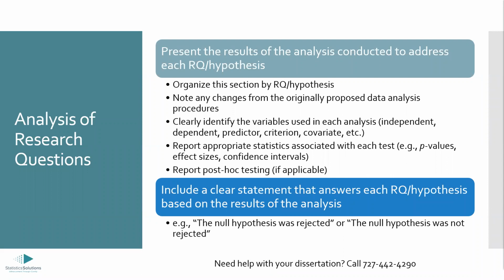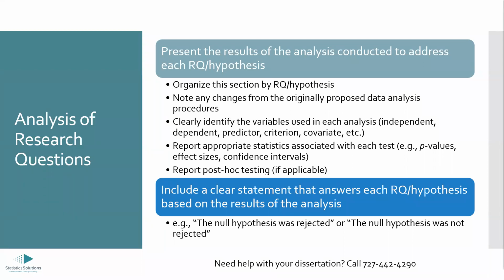You want to report the appropriate statistics associated with each test, which can include p-values, effect sizes, and confidence intervals. For instance, if you're doing a t-test, you want to report your t-statistic, the p-value associated with the test, the effect size, which might be Cohen's d, and so on. And if the analysis requires post-hoc testing, for instance an ANOVA, you want to report the results of those post-hoc tests.